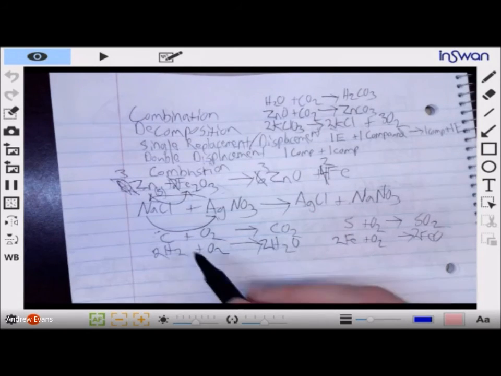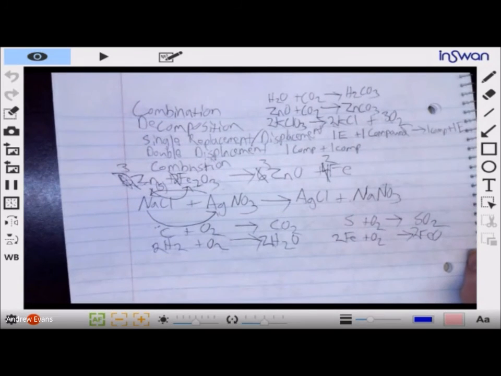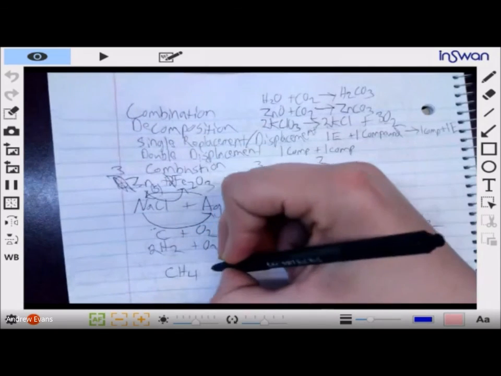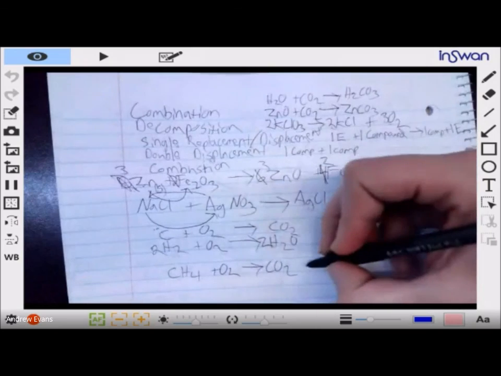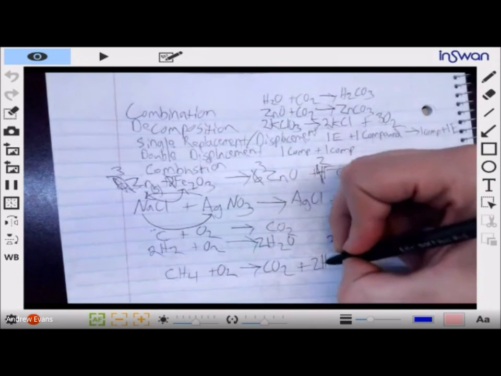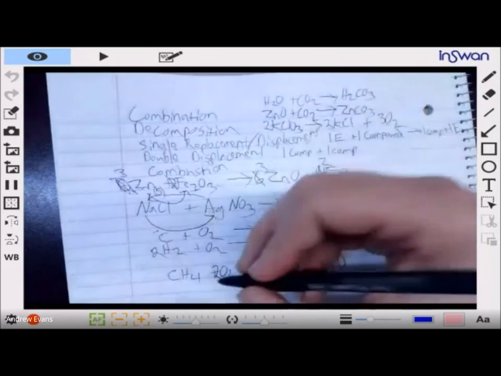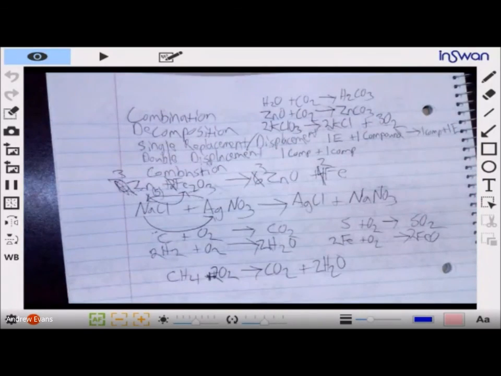But typically it's carbon and hydrogen come together to form CO2 and water. So if I said methane plus oxygen would form what, CO2 and H2O. So that's the most common type of combustion, but really it's forming any type of metal oxide.